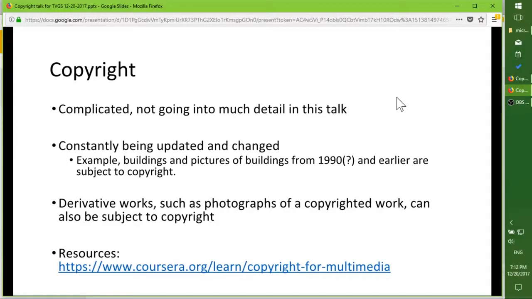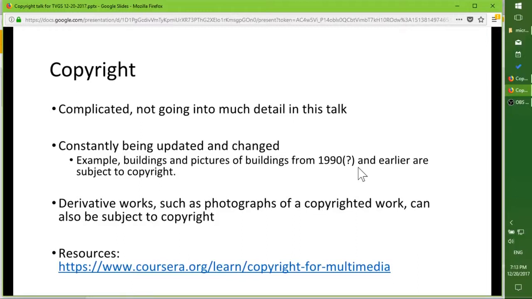For example, buildings. I have a question mark there, but I believe it was in the 90s that copyright for buildings started to be enforced. So buildings built after around 1990, maybe 1992, actually have copyright. So if you take pictures of these buildings, they are subject to copyright. You can get in trouble for distributing them. So that's something to consider.